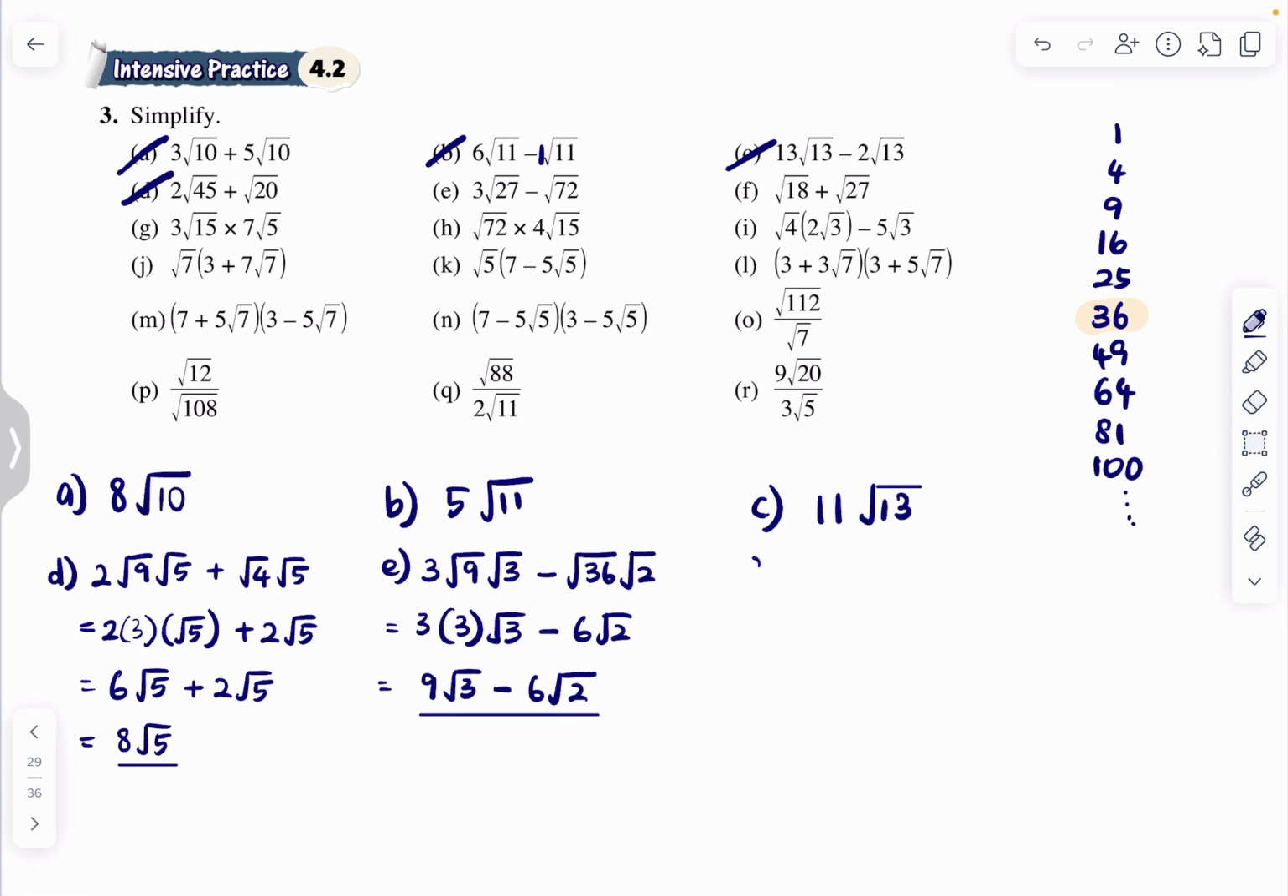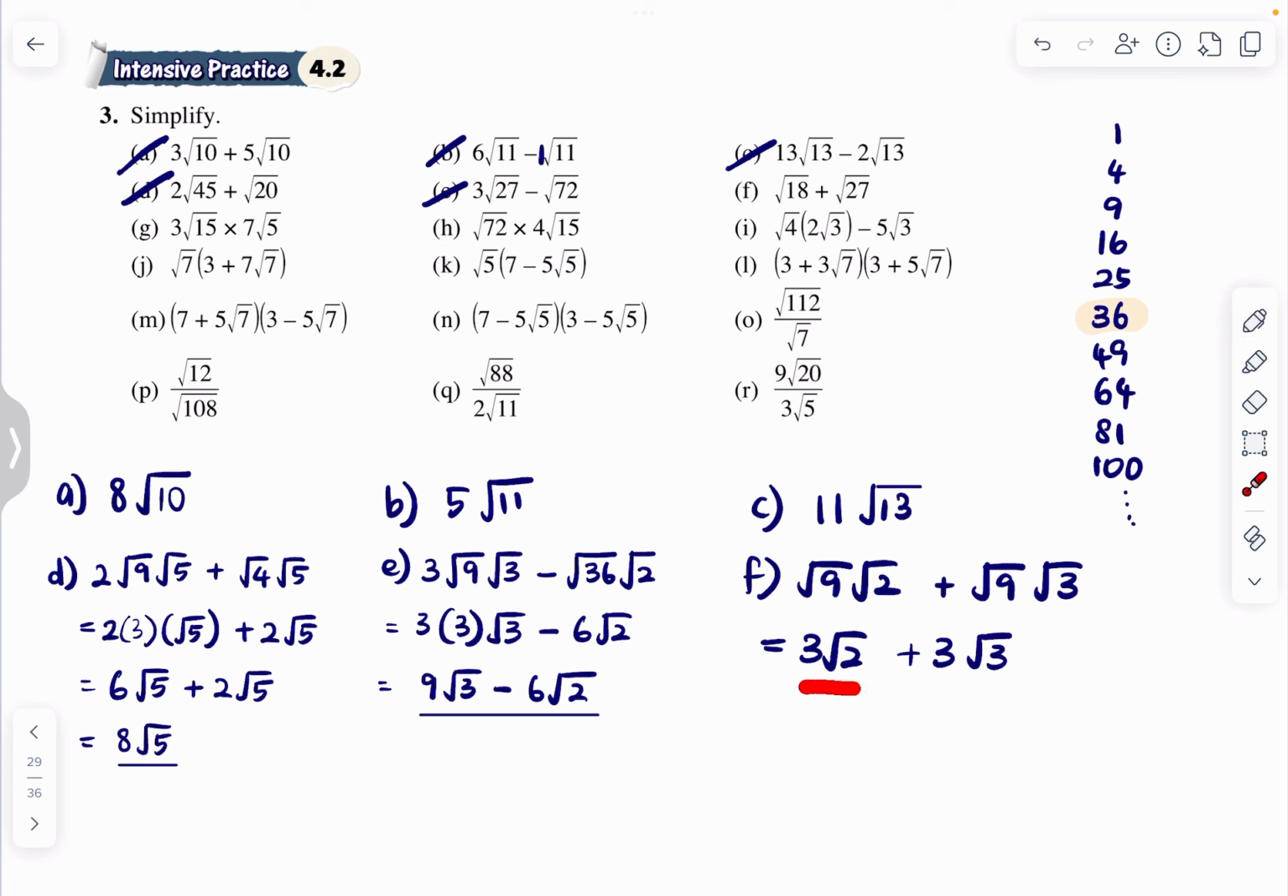Okay, F. Surd 18 plus surd 27. Right. So same thing. 18 can be 9 times 2. So we say surd 9 times surd 2. 27 is surd 9 times surd 3. So surd 9 is just 3. So this will be 3 surd 2 plus 3 surd 3.